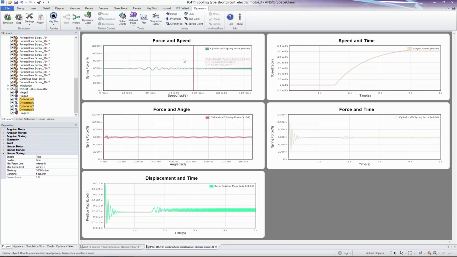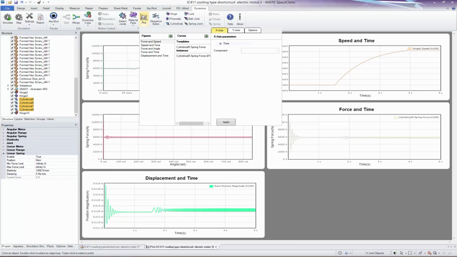We now have a powerful model that gives us access to a wealth of useful information and means to investigate and improve the design to our heart's content. It takes less than 20 minutes to do this complete setup, including the plots, in Dynamics for SpaceClaim.